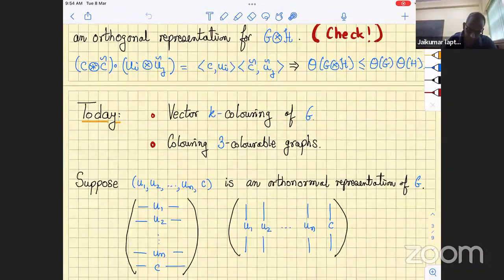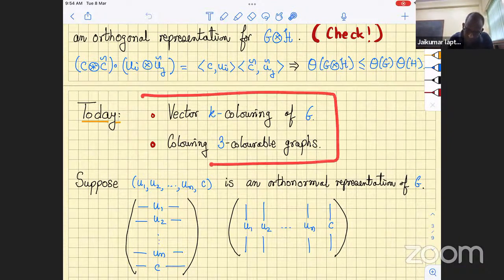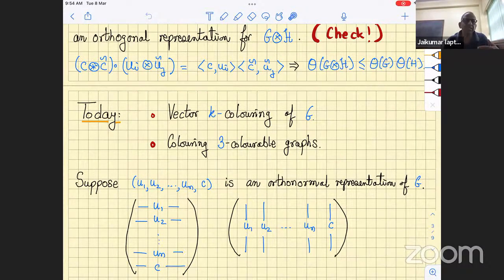Yeah. So what are we going to do today? I want to do one more application of the Lovász theta function. This will be an application to graph coloring. There is perhaps a more natural representation for the max cut problem. Kavita will discuss that next time. Today, I will discuss the application of the theta function to coloring problems. Okay, a very particular coloring problem.